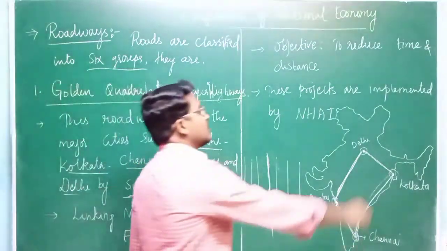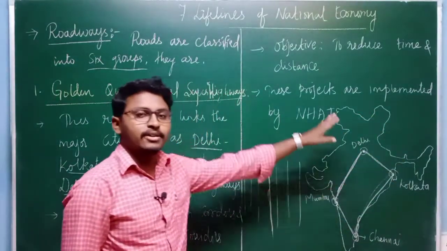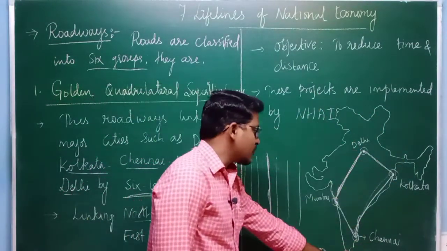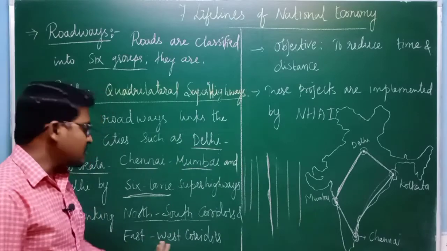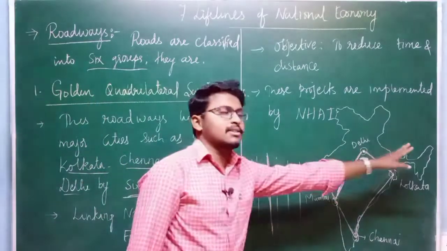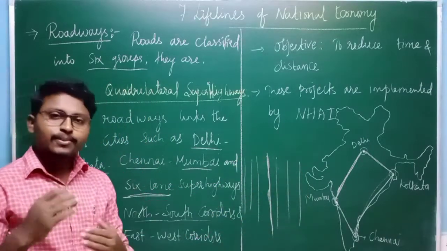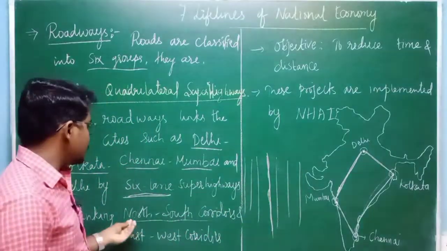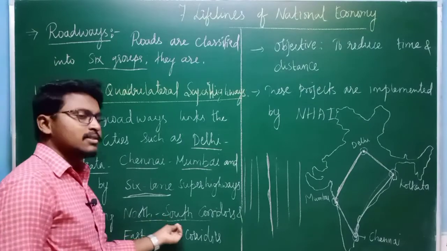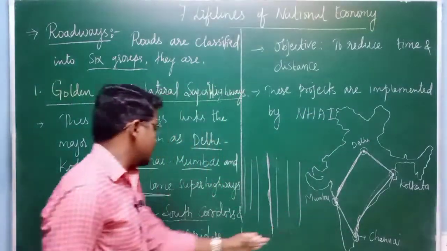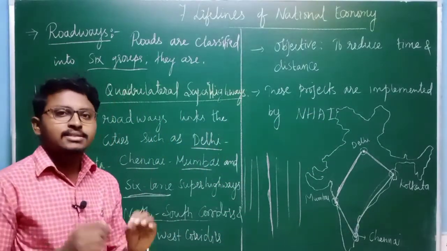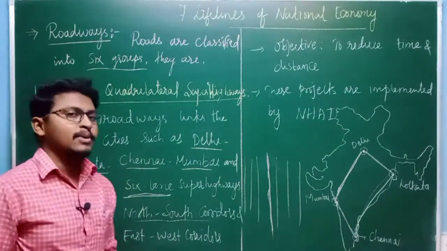That means you can take the northern part of the country, Srinagar, till Kanyakumari, and at the same time east-west corridors. On the eastern side you can take Silchar, and on the western side you can take Porbandar. So in order to link these places, the north-south corridor as well as the east-west corridor, this Golden Quadrilateral superhighway has been built.